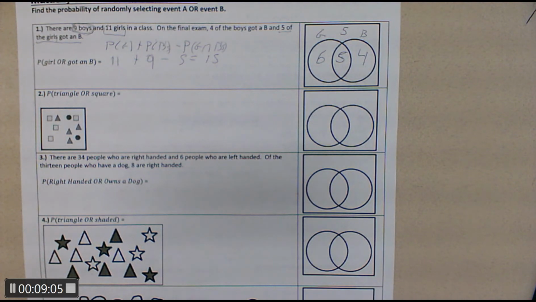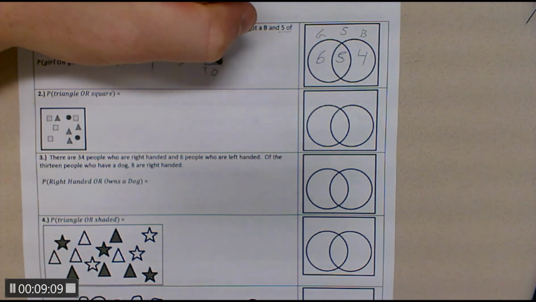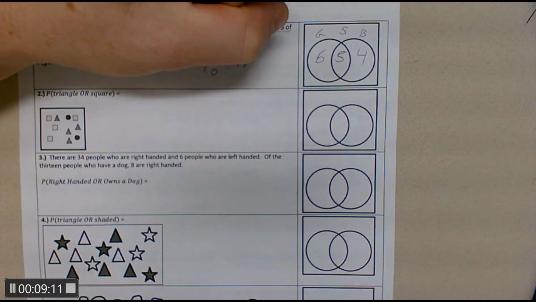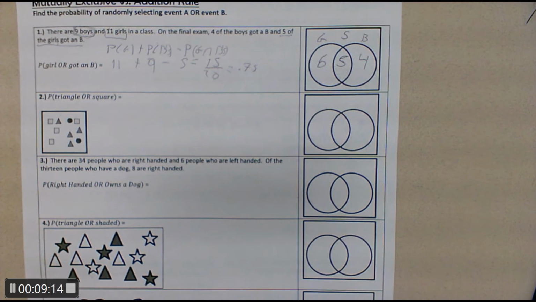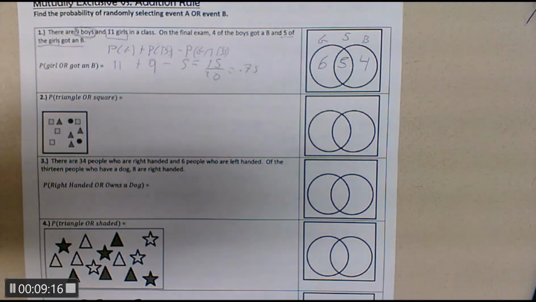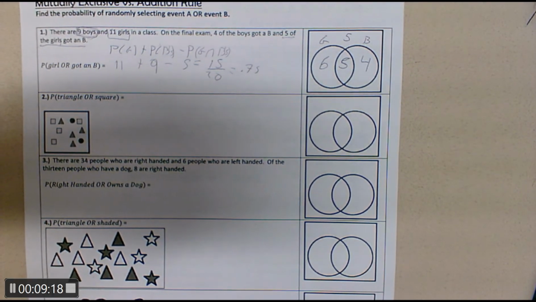Then we divide by the total number of people. There are 9 boys and 11 girls. 9 plus 11 makes 20. So that's 0.75. Cool.